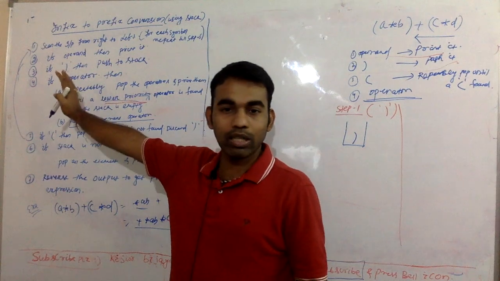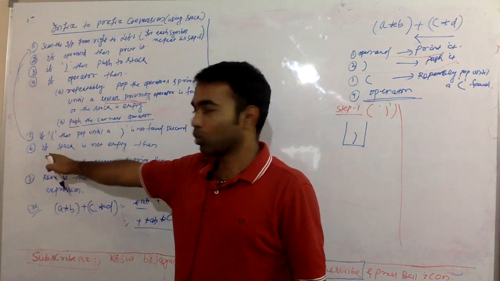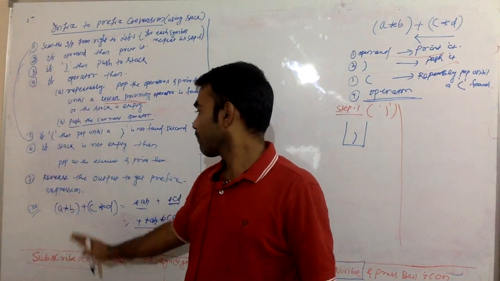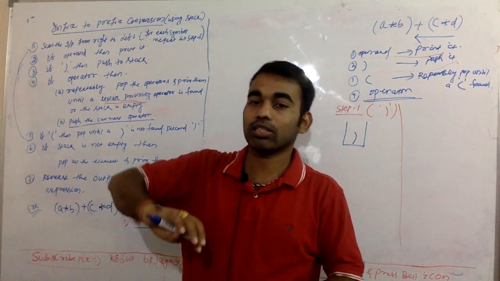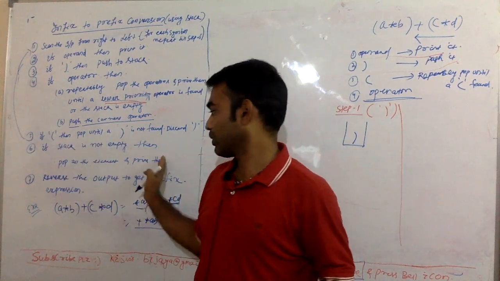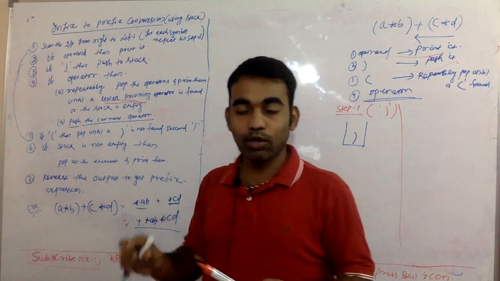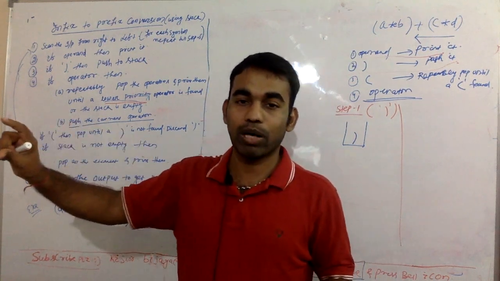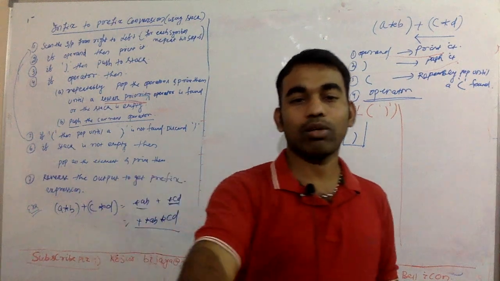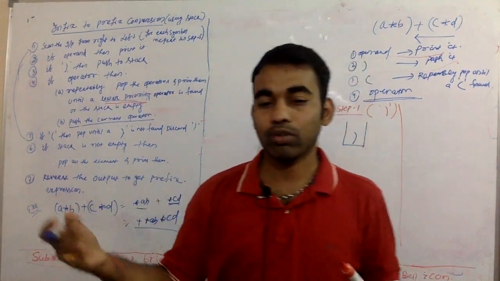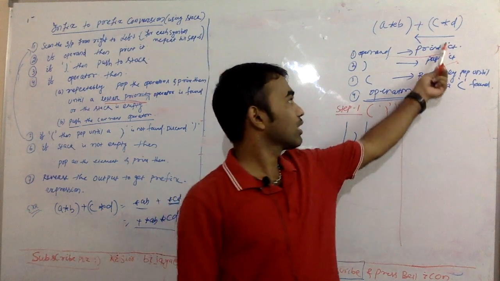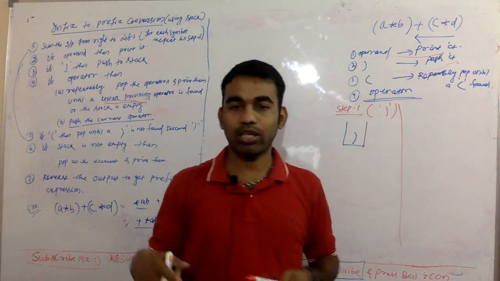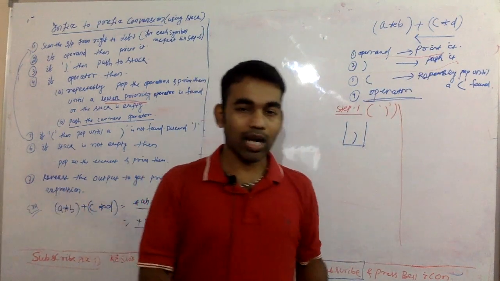Once you are done with this, we will go to step number 6, which is if the stack is not empty. After that, if the stack contains some value, then just pop everything and print it. Okay. And the final thing is that whatever expression we have found, just reverse that one. That's what we need to do. Why do we need to reverse? Because we have scanned it from right to left. So that's why we are reversing it to get the actual expression.